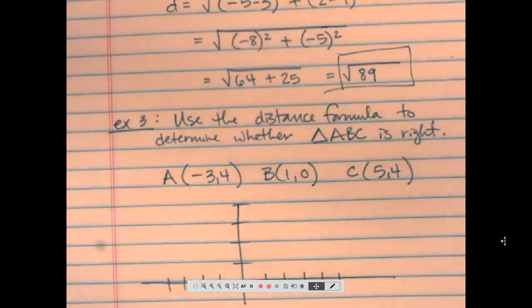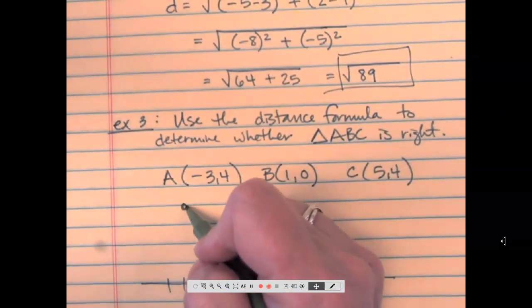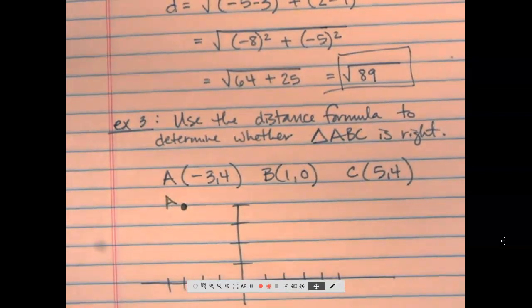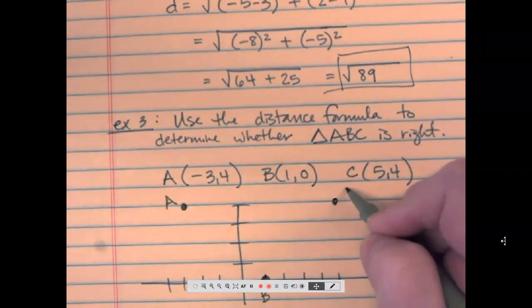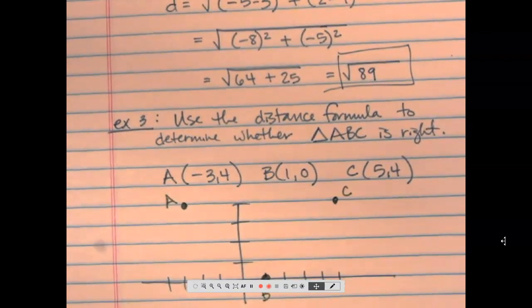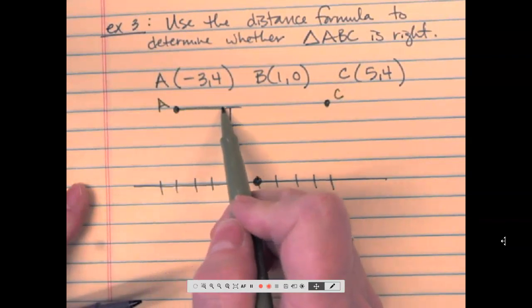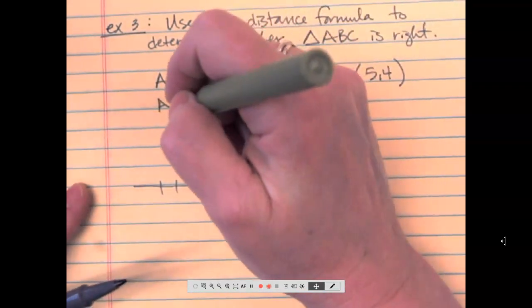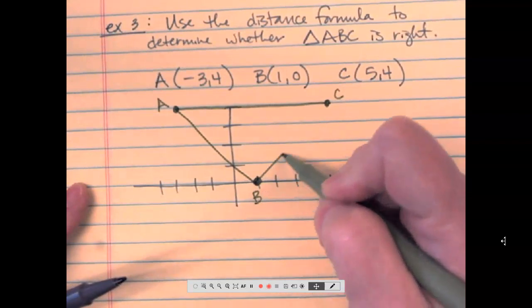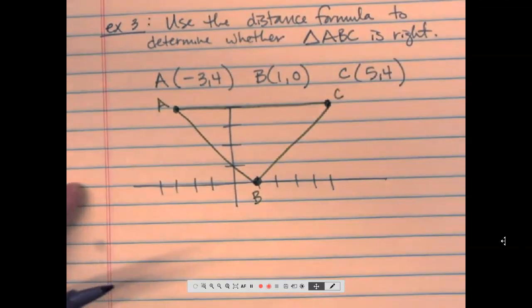Alrighty, so I have -3, 4. There's A. B is 1, 0. It's down there. And C is 5, 4 up here. Okay, so I don't have a horizontal and a vertical segment, so I can't say for sure if this is a right triangle or not.